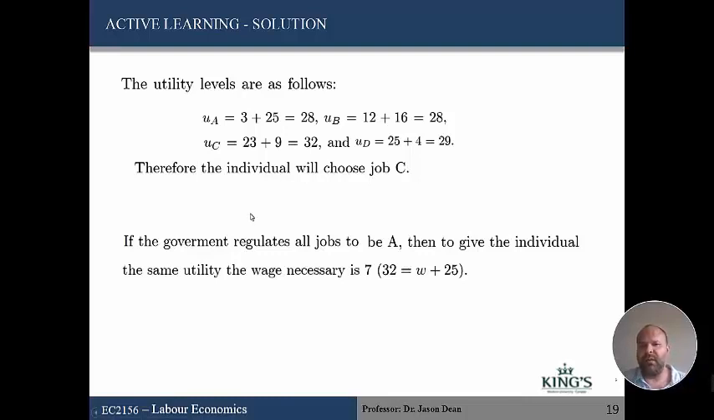Now, if the government were to regulate all the jobs to be like A, then this individual, in order to get the same level of utility, would have to be paid a wage of $7. All we're doing is taking the utility they would get in job C, which is 32, and setting that equal to the utility function with the 25 in there. This is the 1 over the risk associated with job A squared. Our variable to solve for is W, and when we solve for that, we get 7.